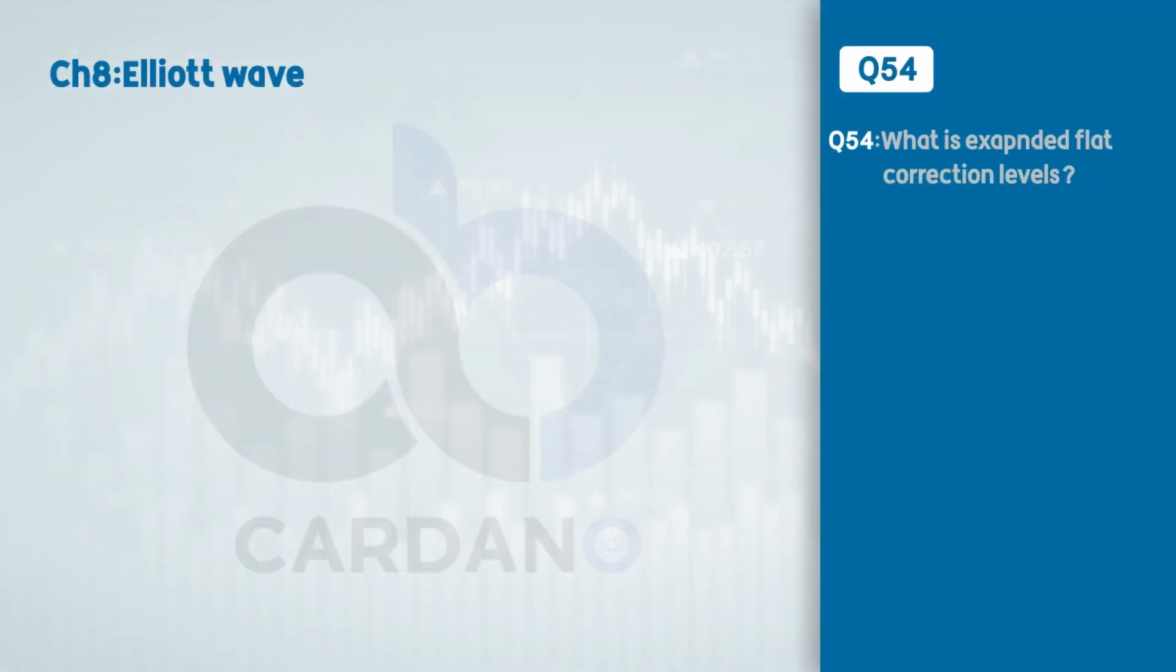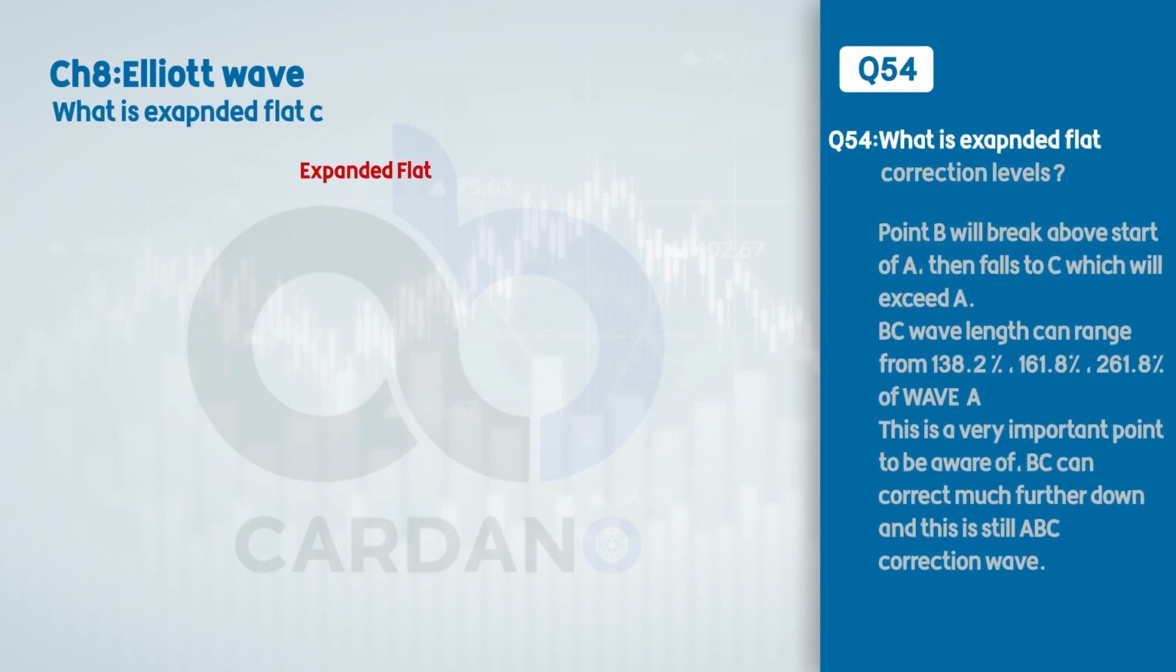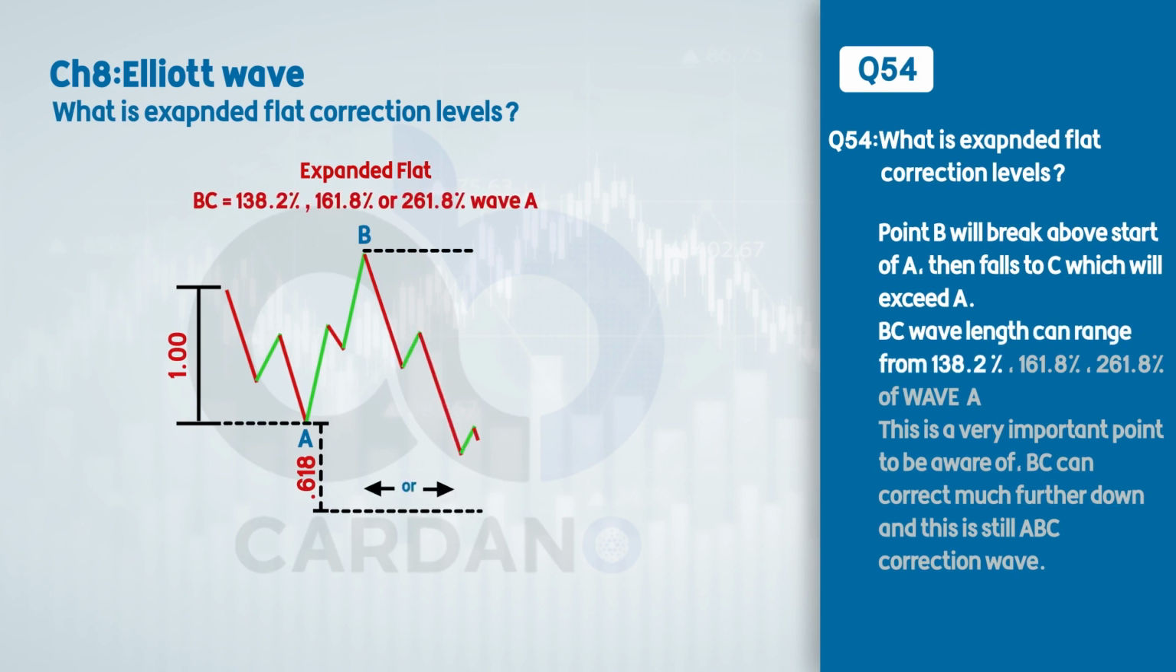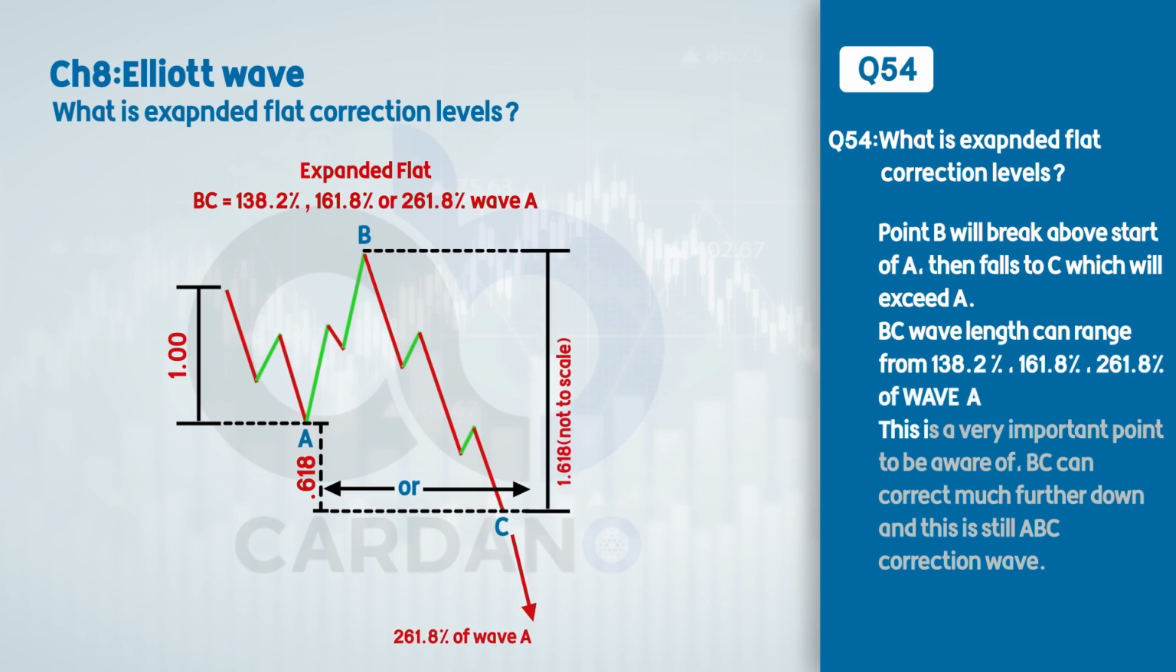Question number 54. What are expanded flat correction levels? The answer is, point B will break above the start of A, then falls to C, which will exceed A. BC wavelength can range from 138.2%, 161.8%, and 261.8% of wave A. This is a very important point to be aware of. BC can correct much further down, and this is still a BC correction wave.